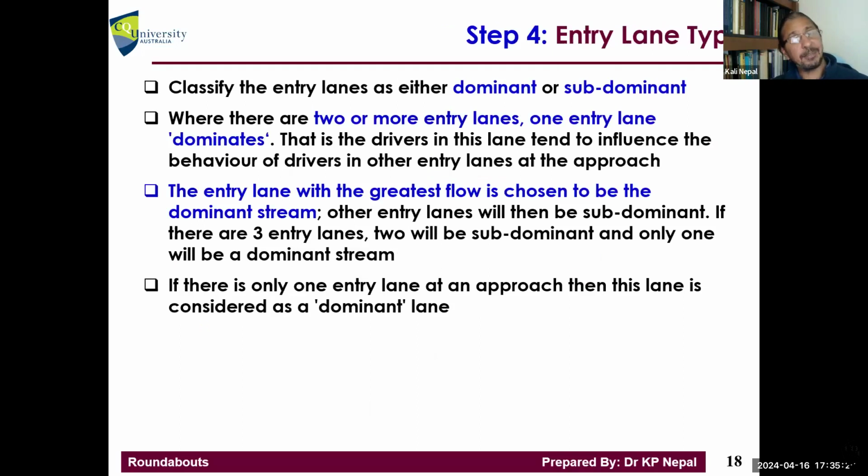Lane type, that's what I mentioned before. If there are two lanes coming in, one of the lanes dominates. Usually the entry lane with the greatest flow is chosen to be the dominant stream, but we don't use that in our manual analysis anyway. But CDRA has some factors in it.